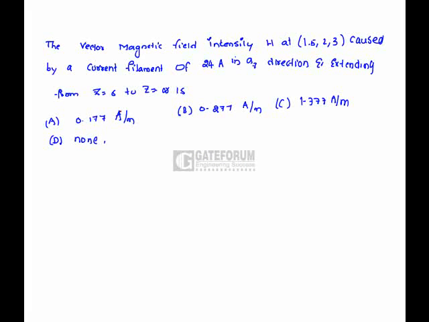Total magnetic field intensity at 1, 5, 23 caused by a current filament of 24 amps in the az direction extending from z equals 6 to infinity. Suppose this is X, this is Y, this is Z. The current filament is located from z equals 6 to z equals infinity. So we have to find the magnetic field intensity at that point.